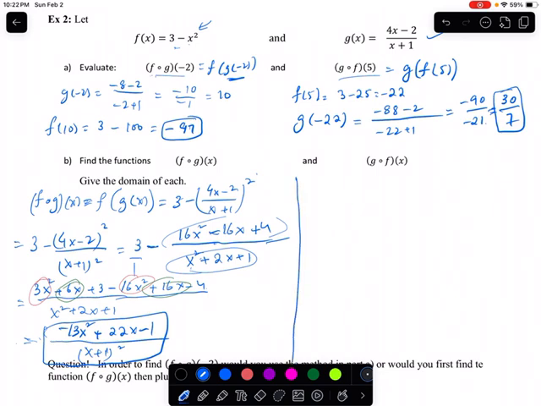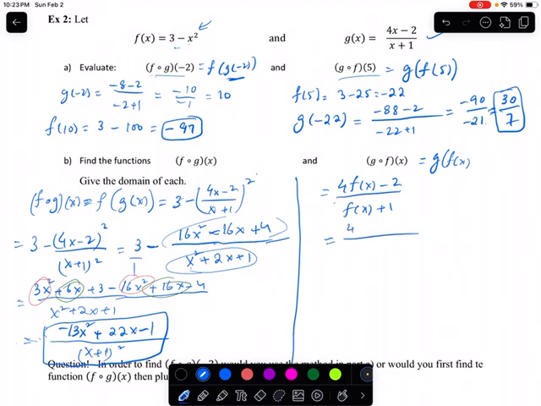Now what about the domain? We will come back to it in a bit. First, let's find this other function. So this is saying g of f of x, which means in the function g, wherever you have x, it will be replaced by the function f of x. So some people like to write this step. If you want to, not necessary, but if it helps.